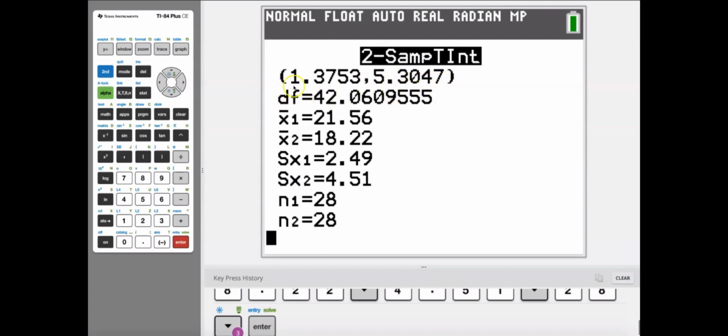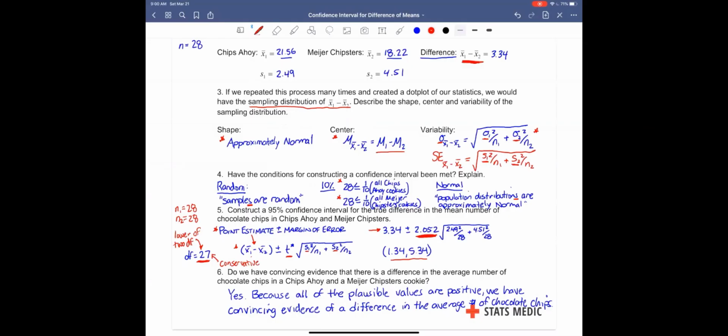Now you'll notice that this degrees of freedom is different than the one that we had in the activity, and that's because the calculator is using a fancy formula to calculate this degrees of freedom, and you'll notice that it's higher than the conservative degrees of freedom of 27. So let's go back to the activity and make a note about what the calculator would produce for a confidence interval. So from the calculator, we have a new confidence interval, which is 1.38 to 5.30.